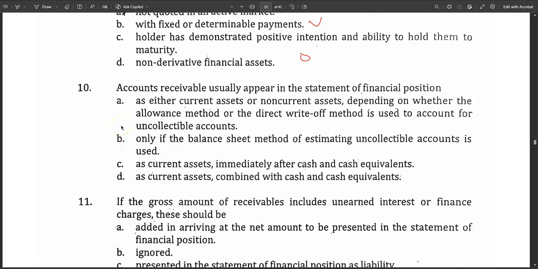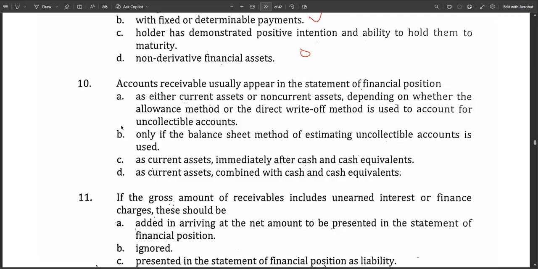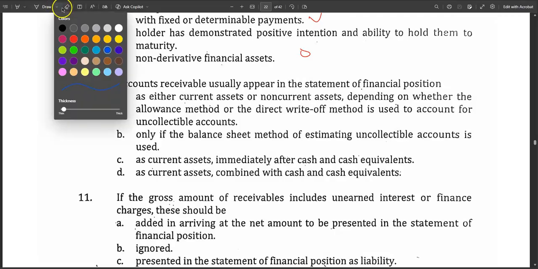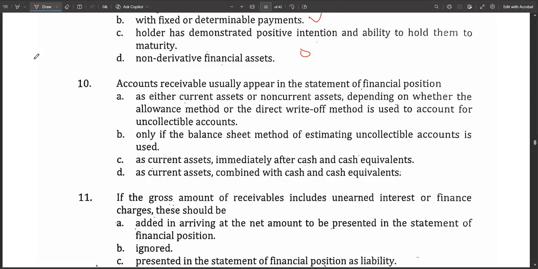Here we are in question number 10. Accounts receivable usually appear in the financial statement position as what? It's current assets immediately. Accounts receivable by default is current assets, unless that accounts receivable results from non-trade transactions. In this case, the problem is silent, so this is a current asset presented immediately after the cash and cash equivalents.